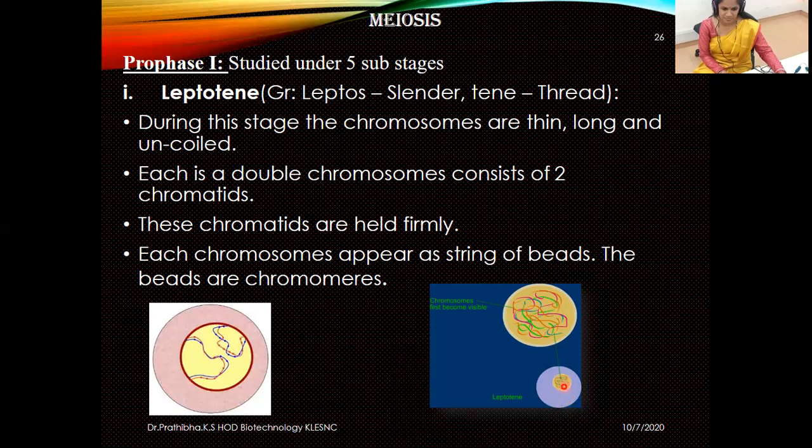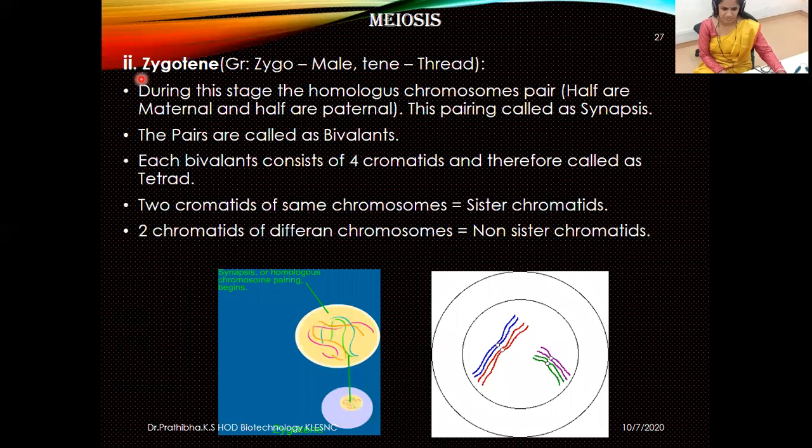Now let us go to the second stage, that is zygotene. In Greek, zygo means paired and tene means thread. During this stage, the homologous chromosomes pair, that is, half are maternal and half are paternal. This pairing is called synapsis. The pairs are called bivalents. You can see the pairs here. Each bivalent consists of four chromatids and is therefore called a tetrad. Two chromatids of the same chromosome are known as sister chromatids. Two chromatids of different chromosomes are non-sister chromatids. Synapsis, the pairing of homologous chromosomes, begins in this stage of zygotene.